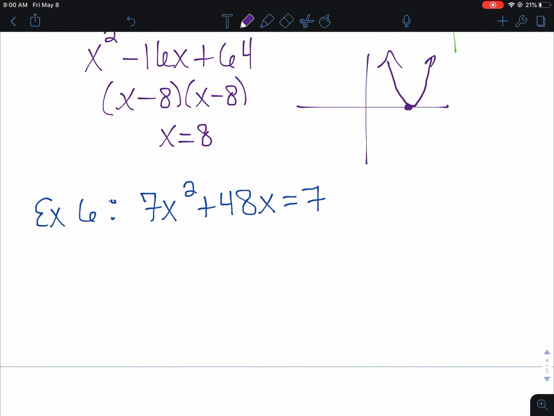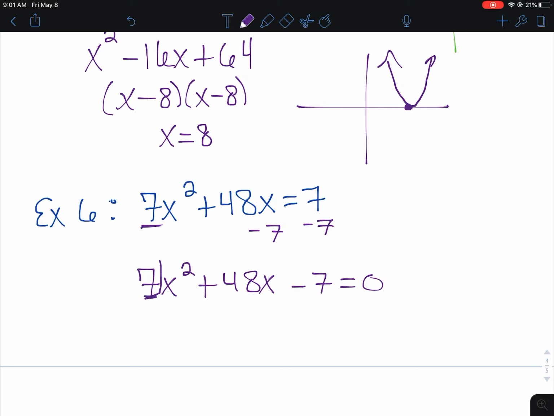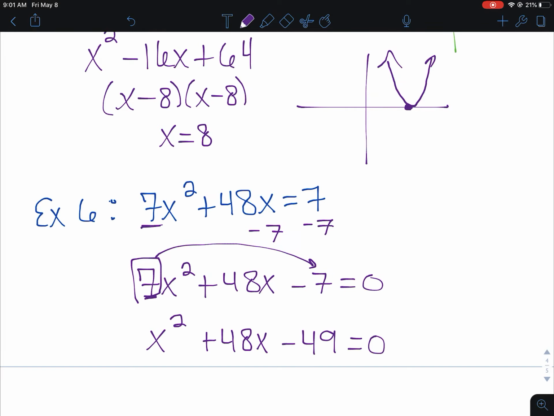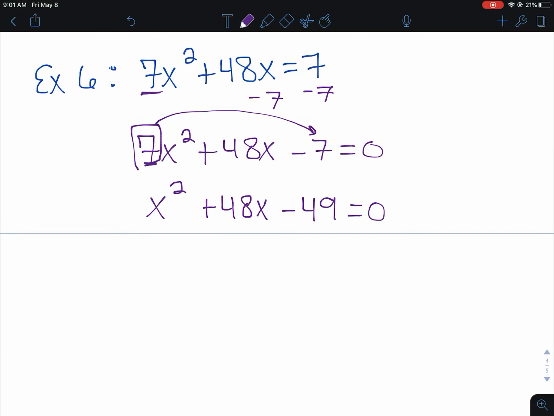Okay. And lastly, one with a slide and divide. We have to do that because there's a number in front of x squared. So first I'm going to set it equal to 0, so take away 7 from both sides. So 7x squared plus 48x minus 7 is equal to 0. Take that a value and slide it to the c value. So x squared plus 48x minus 49 is equal to 0.